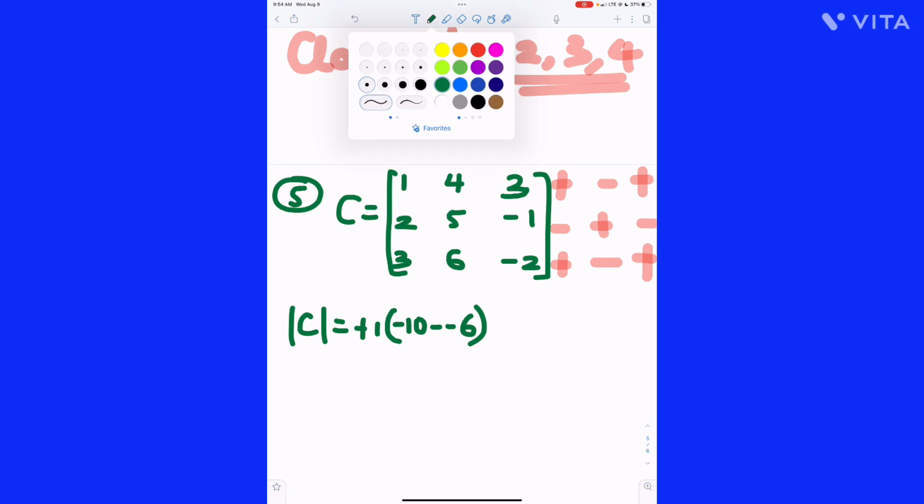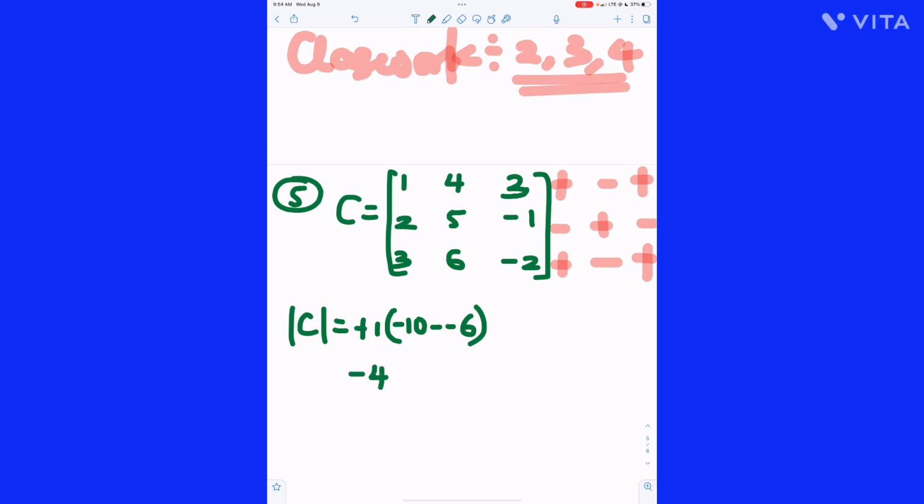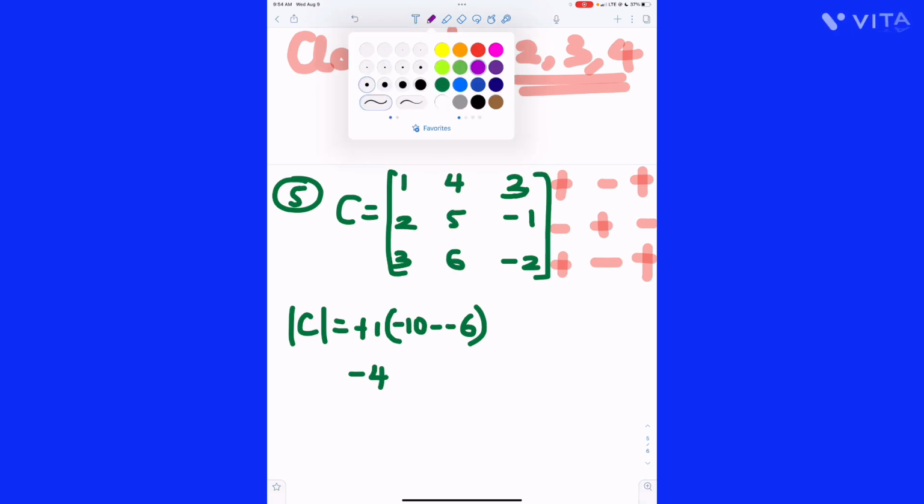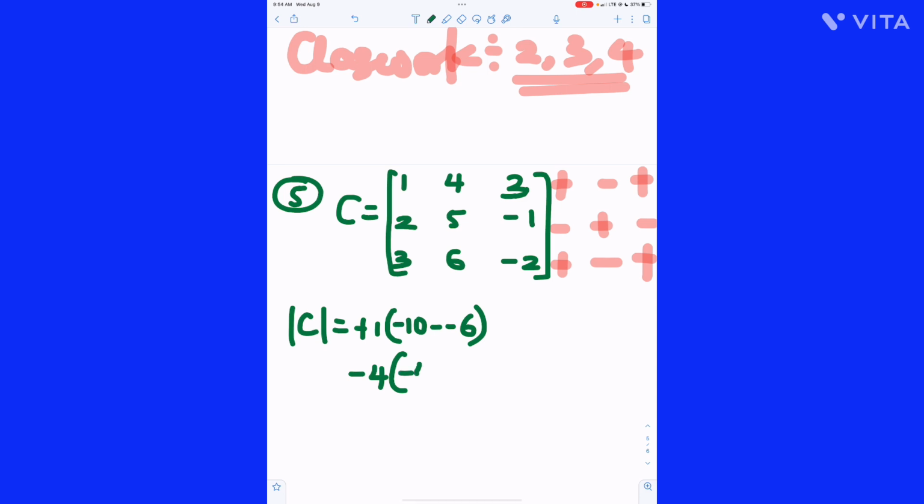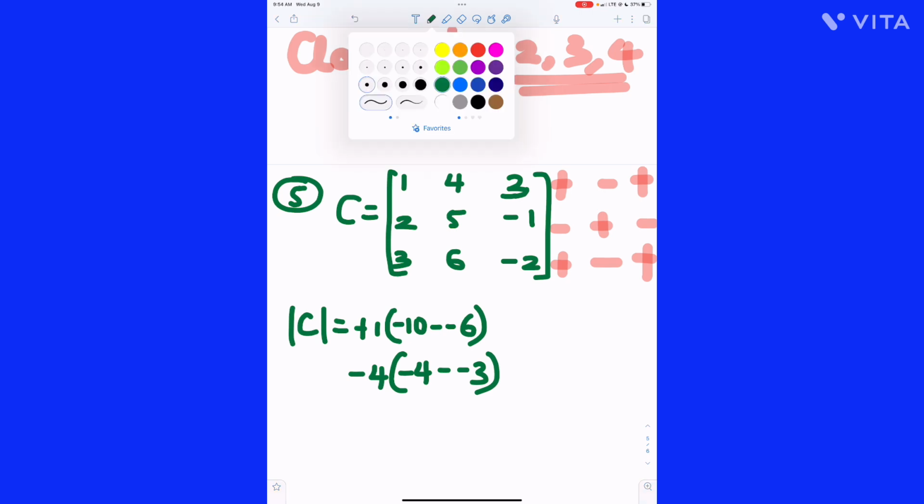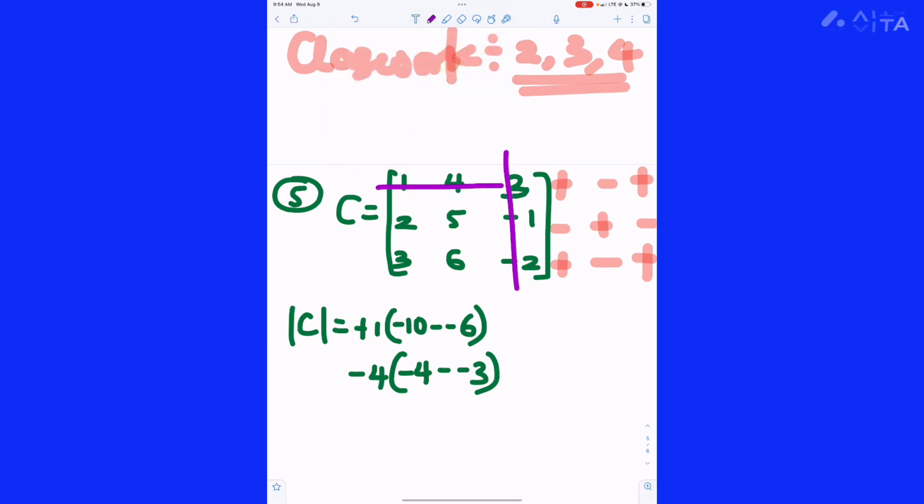From the first row, I'm using the first row. Next will be minus 4. 4 should take a minus sign. When I cross the row and column of 4, I'll have 2, minus 1, 3, minus 2 left. That's minus 4 times minus 4 minus minus 3. Thirdly, I'll now cross the row and column of 3. 3 should take a plus sign. So that's plus 3 times 12 minus 15.